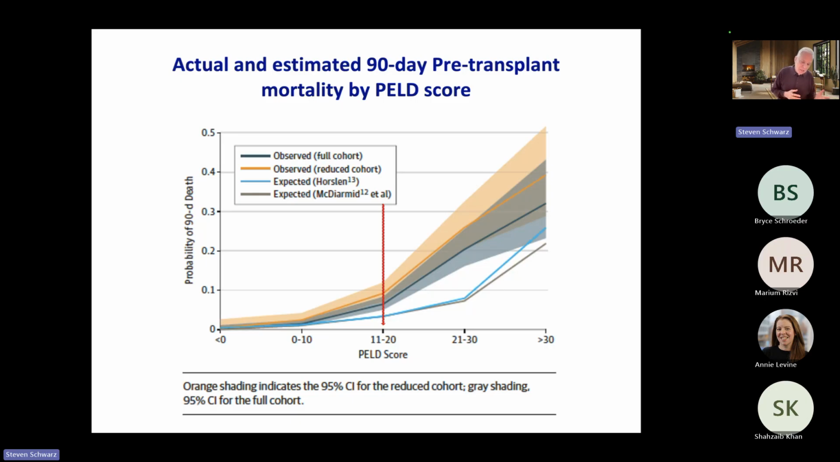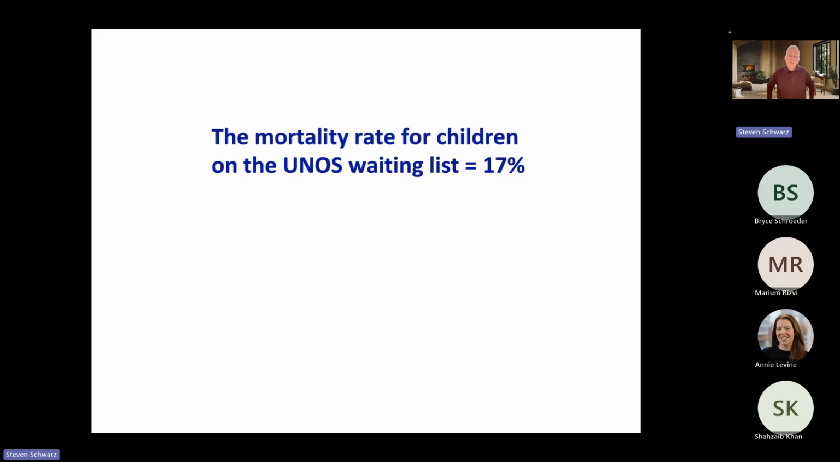Whether you're looking at the shaded areas of the 95% confidence interval, here is the interval for the full cohort and the reduced cohort. But in any case, if you look at the trend, this is basically why we transplant these patients with a PELD score between 15 and 20. Because beyond that, once you get above that level in the PELD score, your risk of death prior to being able to undergo the transplantation significantly rises. Despite all of this, the mortality rate for children on the UNOS waiting list is about 17%.